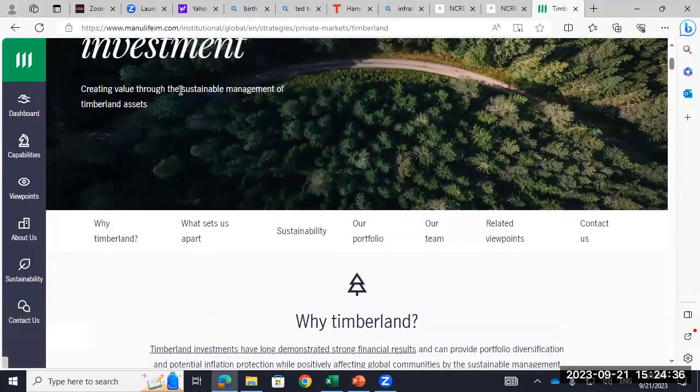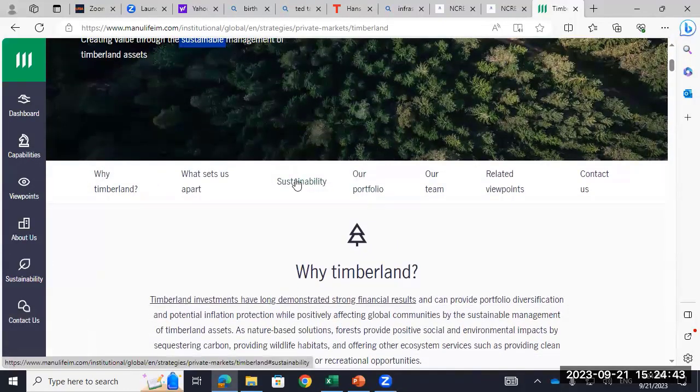Creating value through sustainable, they even got sustainable right there, management of timberland assets. What sets us apart: sustainable, they even have sustainability. So obviously they're very, very sensitive about global climate change and those kinds of things. That's a big part of what you're doing.